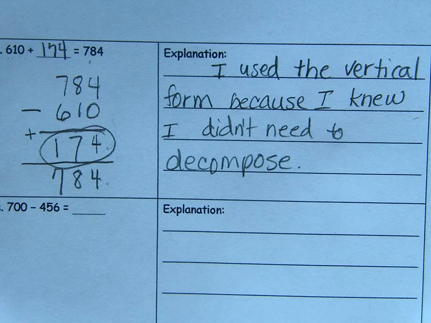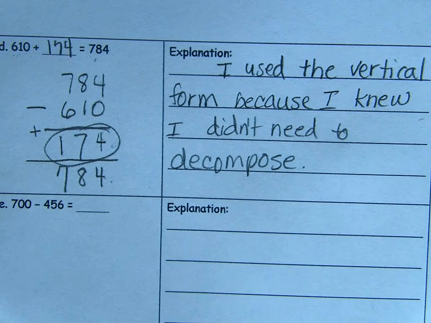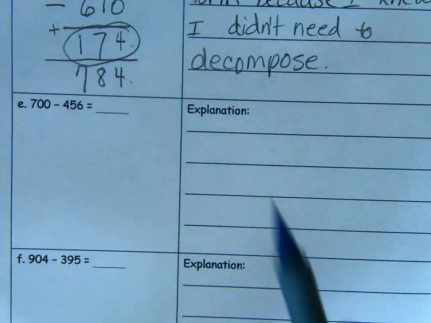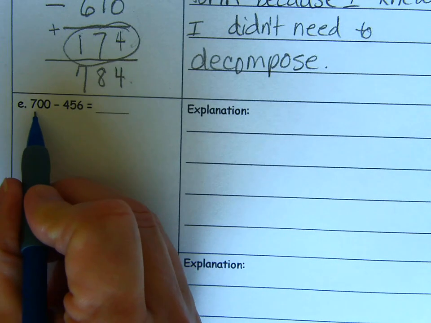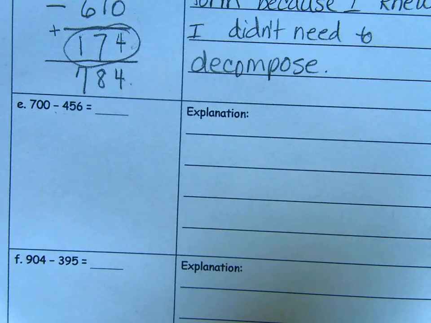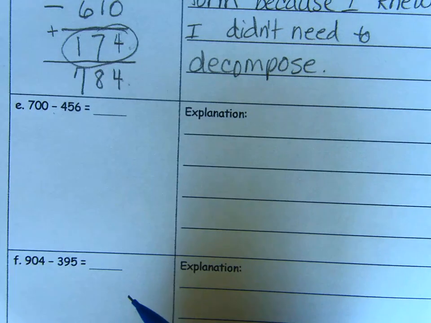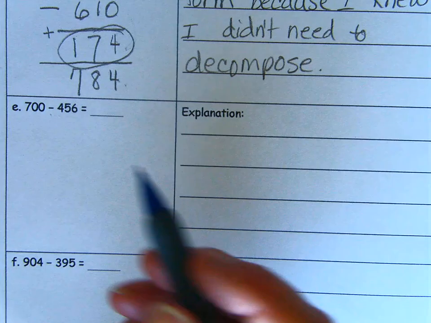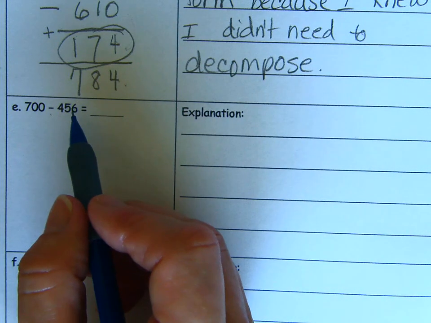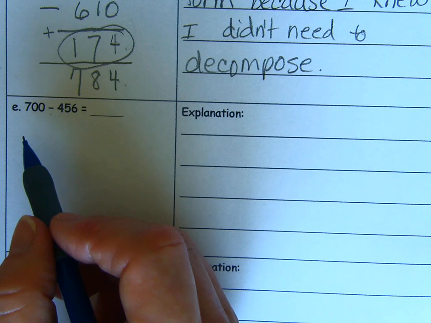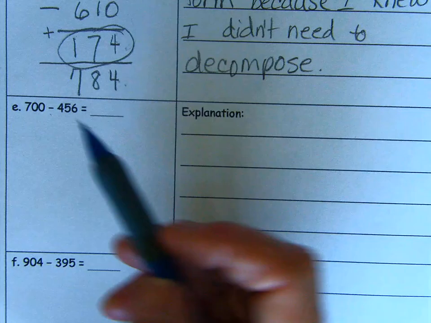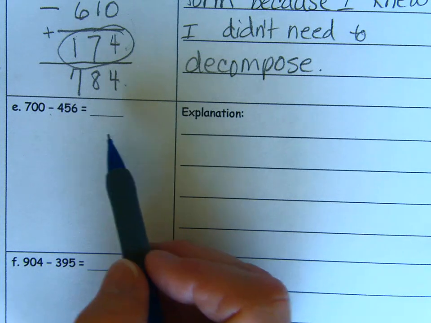Go ahead and finish yours up. I'm moving on to E. We're almost done. We have two left. Looking at E, it says 700 minus 456. Now, same thing. Please remember, same thing. When we are subtracting, we could always switch it around and use the arrow way to count up to the whole to find that missing part.